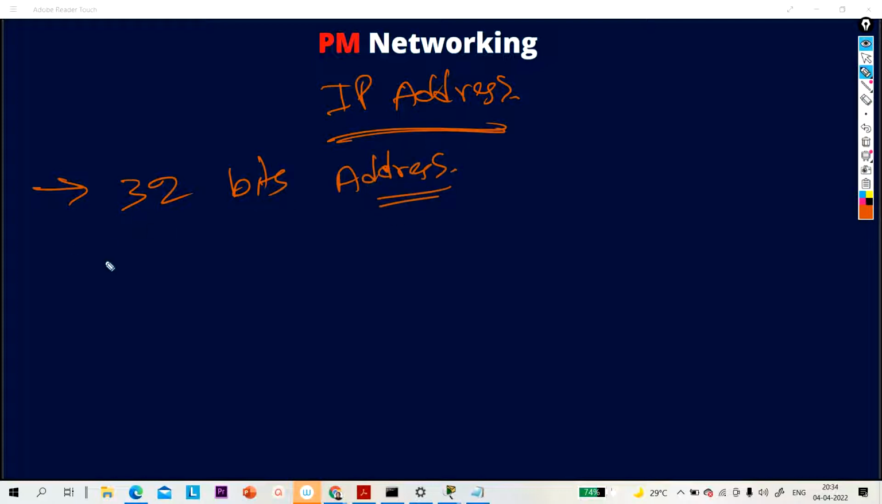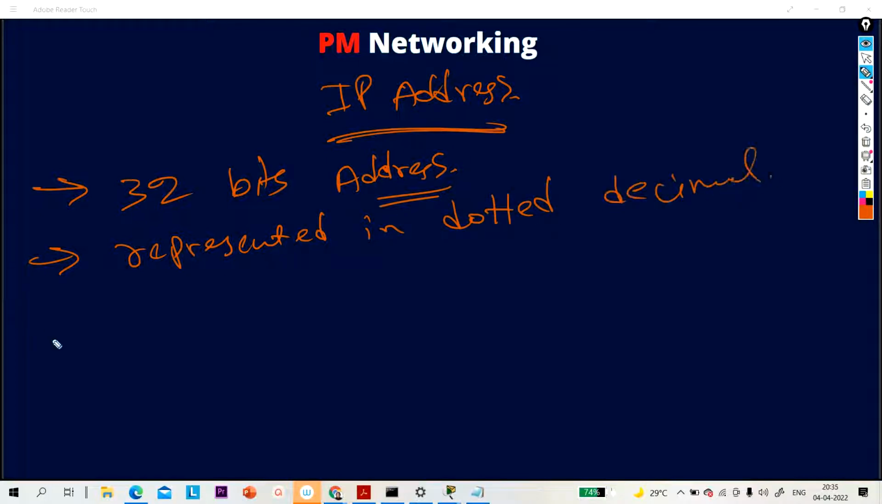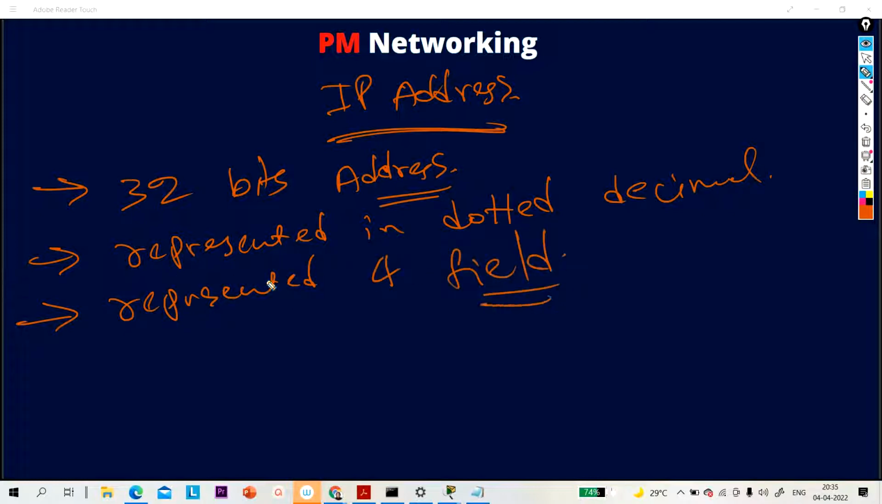It is represented in dotted decimal and in 4 fields. A 32-bit address represented in dotted decimal, and there are 4 fields. You can say 4 octets as well, you can say 4 fields as well.